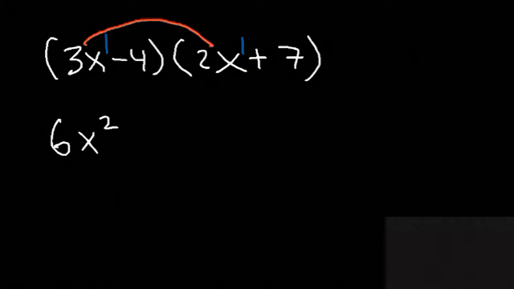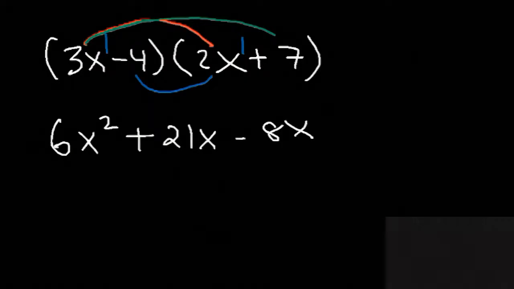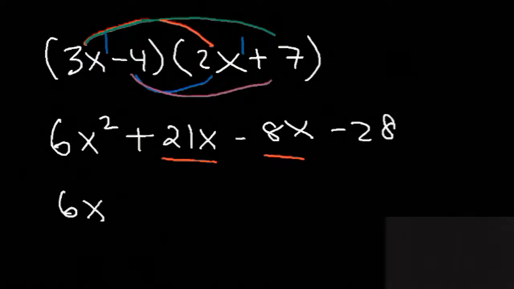So next, we need to multiply the 3x by the 7. 3x times 7 is simply 21x. Negative 4 times 2x is negative 8x. And negative 4 times 7, that's going to be negative 28. So now we need to combine like terms. The like terms that we have in this expression are 21x and negative 8x. So what's 21 minus 8? 21 minus 8 is positive 13, or positive 13x.